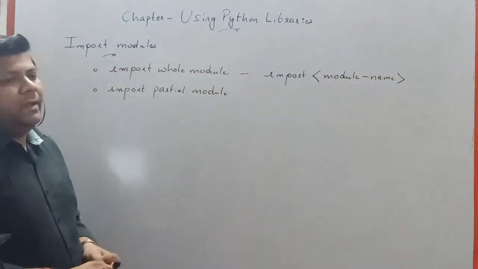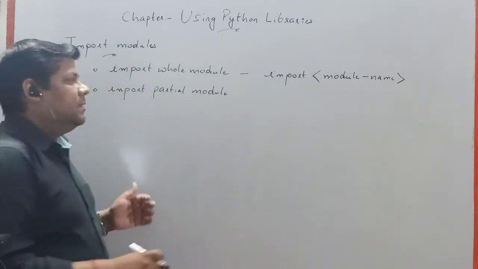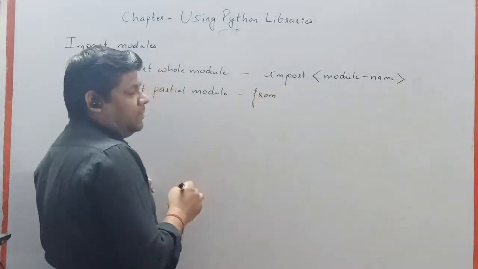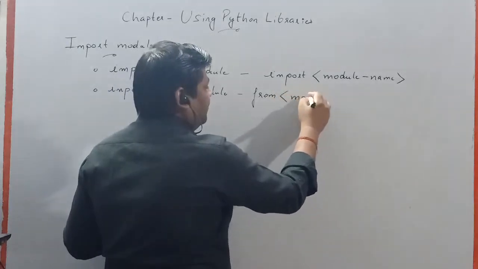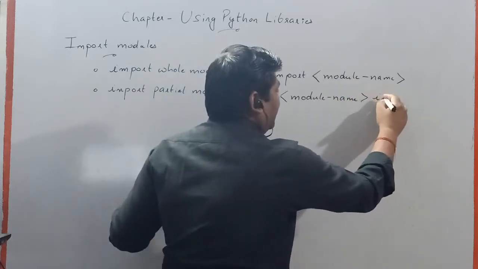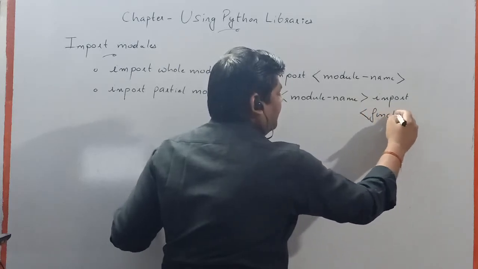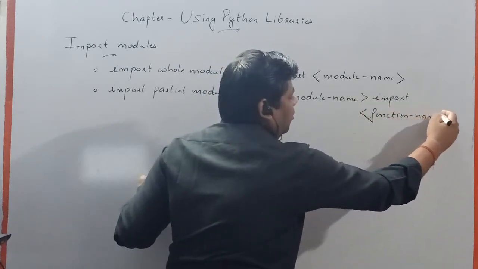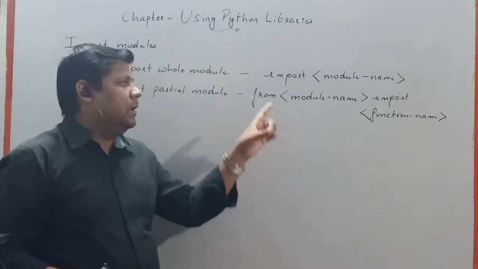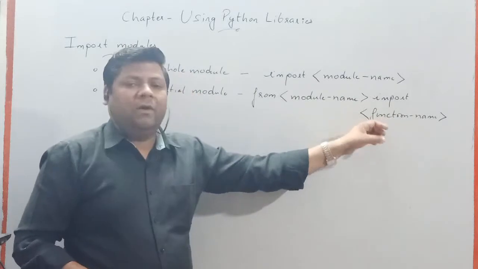If you want to import a module partially, that means you want to access only a few features of the module, then the statement is: from module name import function name, or whatever you would like to import. So these are the 2 commands to import a module: import module name, otherwise from module name import only several features.